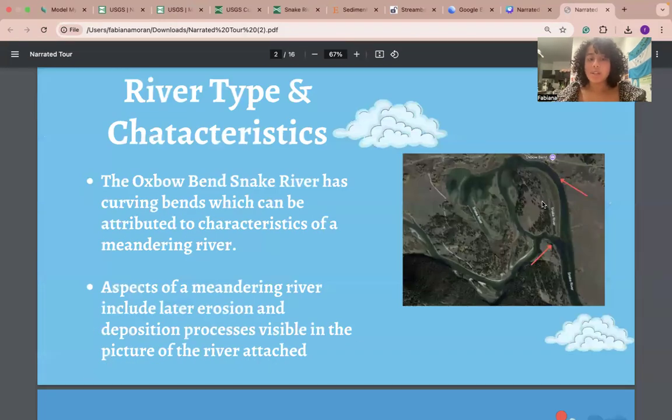So, when we're trying to understand river type and its characteristics, the Snake River is a good example of a meandering river, characterized by its curving bends. These bends are shaped by natural processes of erosion and deposition. Erosion occurs on the outer banks where water flows fastest, while sediment deposition happens on the inner banks where velocity decreases. Together, these processes shape the river, and I've detailed where these processes happen on this picture.